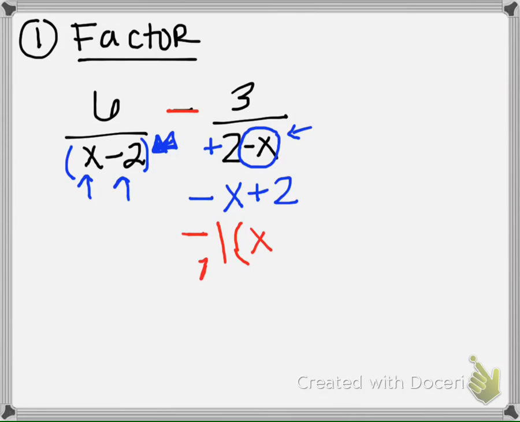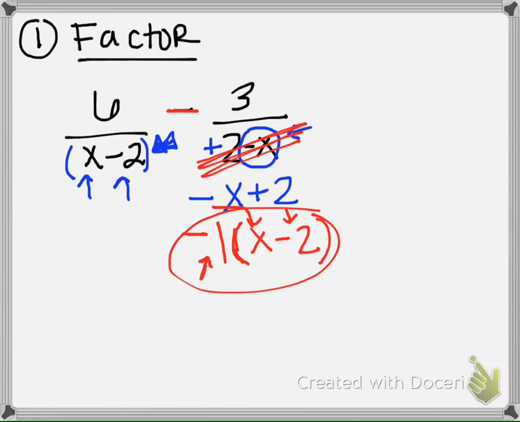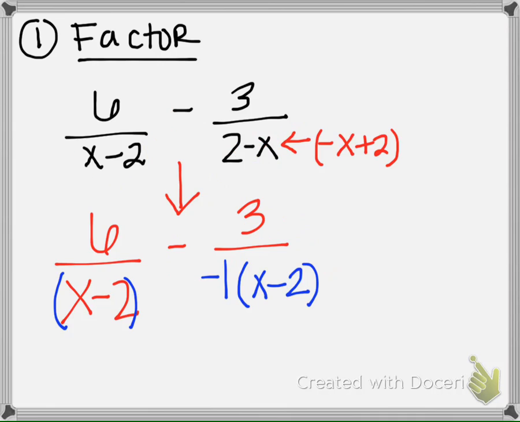remember when I put a negative 1 on the outside of parentheses, it changes everything inside the parentheses, so the negative x is now an x, and the plus 2 is now minus 2. So I'm going to change this and write it as this. So let me rewrite the problem. Okay, so now this is our problem.